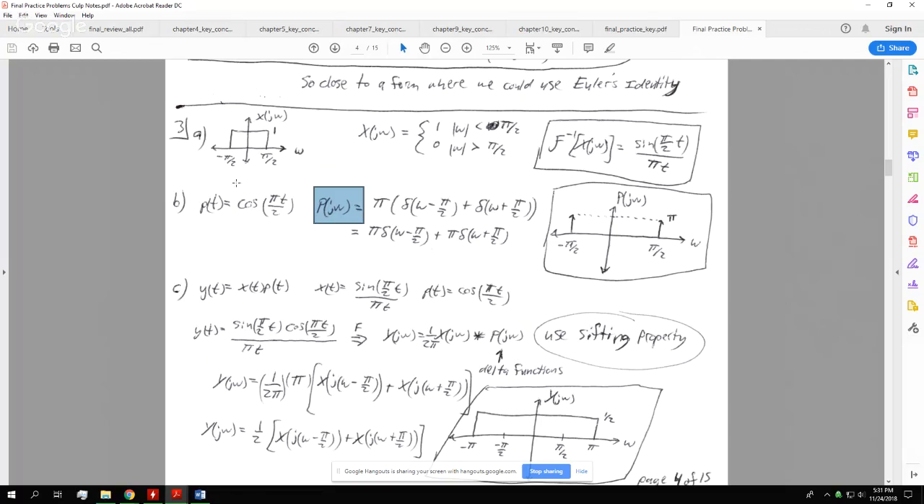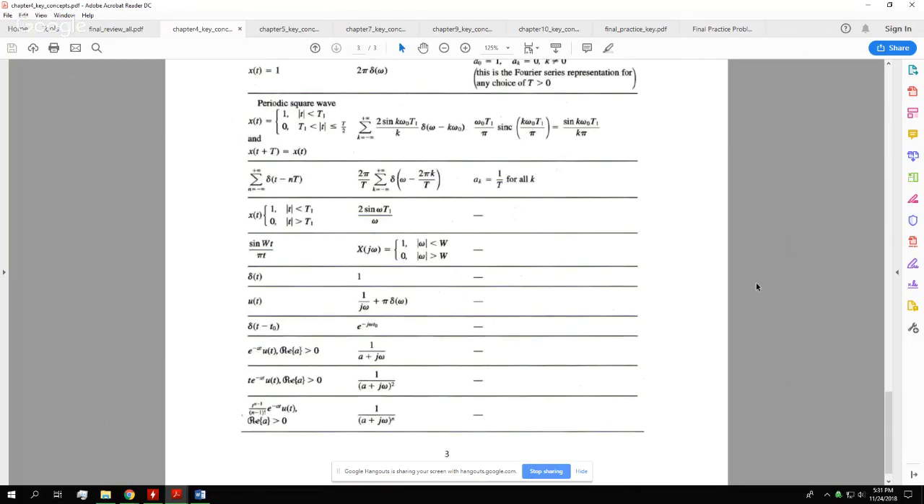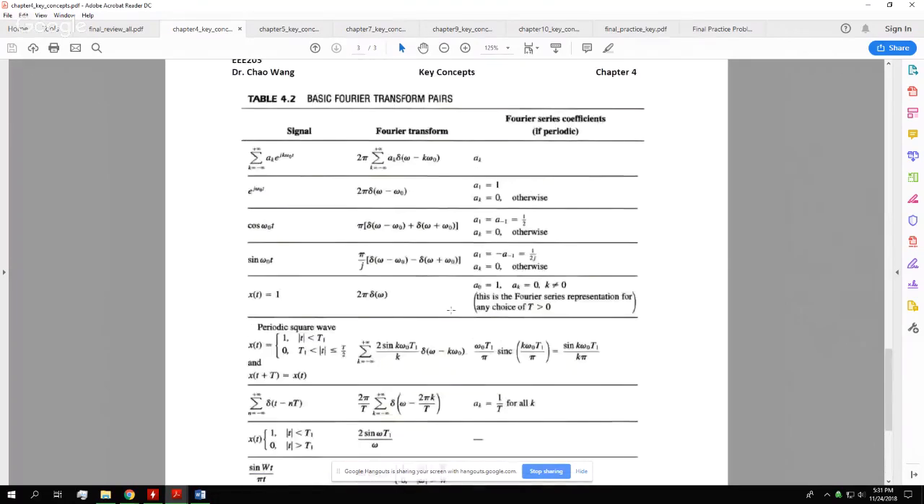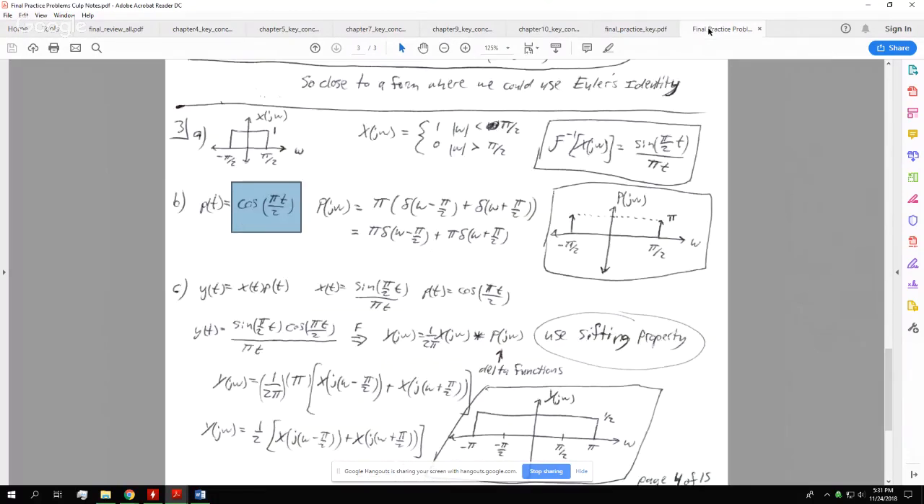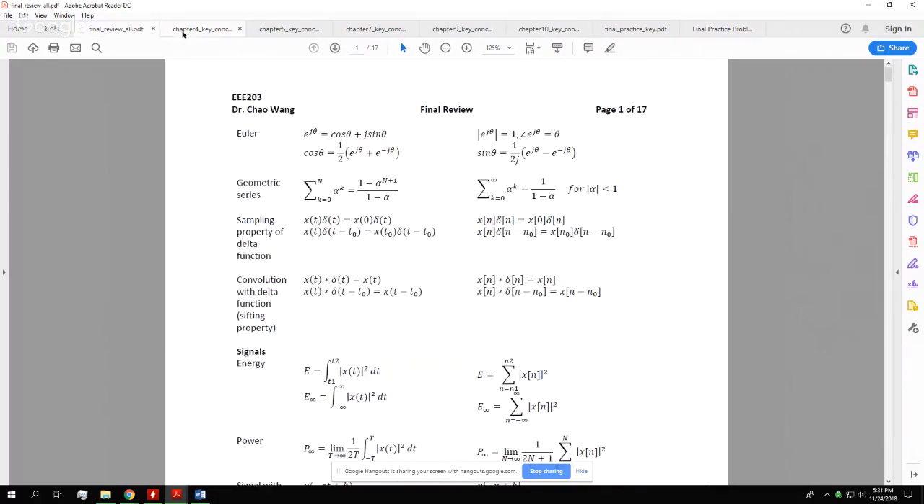So again, we're just going to look for the transform pair for cosine of pi t over 2, and that's a very straightforward one, a very common one. No extra manipulations required, and here it is. Cosine of omega naught t, where our omega naught happens to be pi over 2.